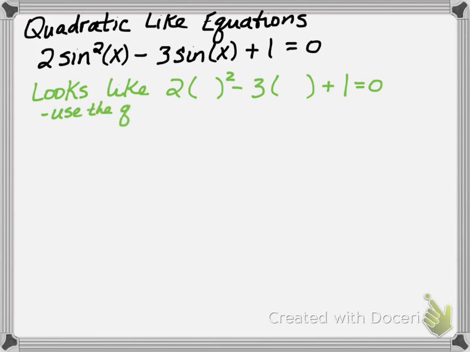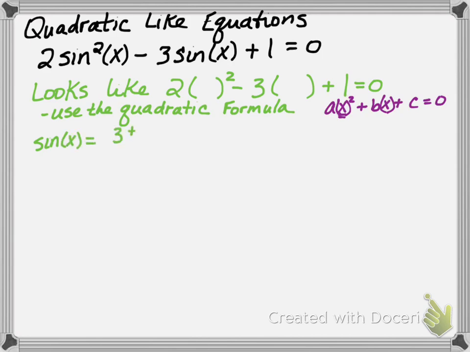And so the quadratic formula is when we are trying to solve ax squared plus bx plus c equals 0. But it doesn't matter what this input is, as long as the stuff inside the parentheses are the same. And so we get sine of x equals negative b plus or minus the square root of b squared minus 4ac all over 2a.